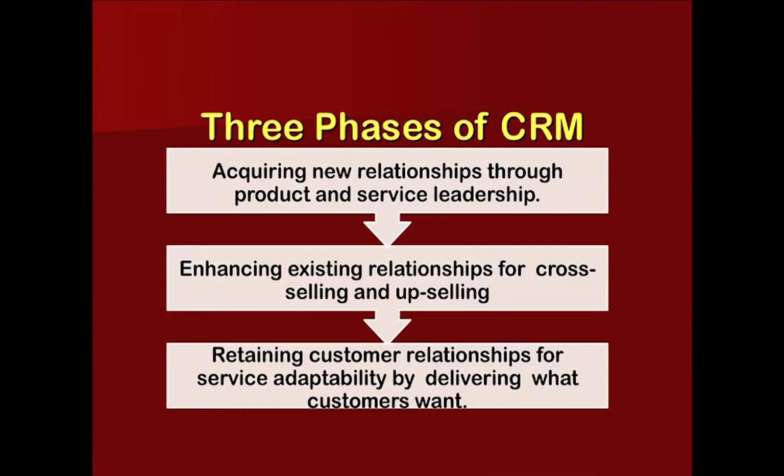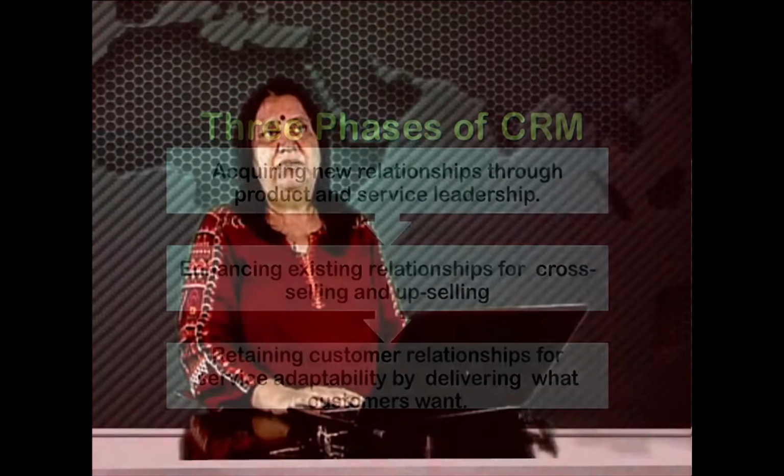3 phases of CRM: acquiring new relationships through product and service leadership, enhancing existing relationships for cross selling and upselling, and retaining customer relationship for service adaptability by delivering what customers want. Obviously, the phases of CRM is: first you are acquiring customers, building a base and a network of trusted community. This can create a potential for giving them products which are needed, that is, you can upscale, identify the needs and give them better models and better services.